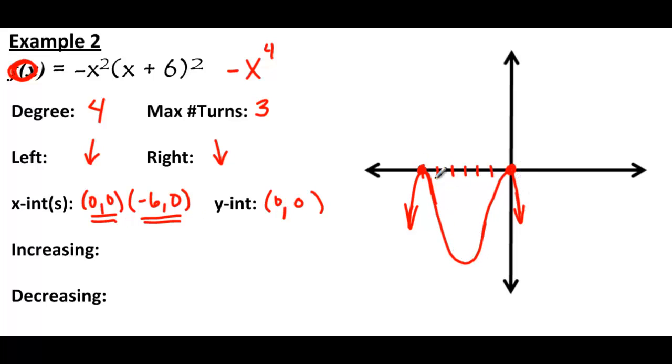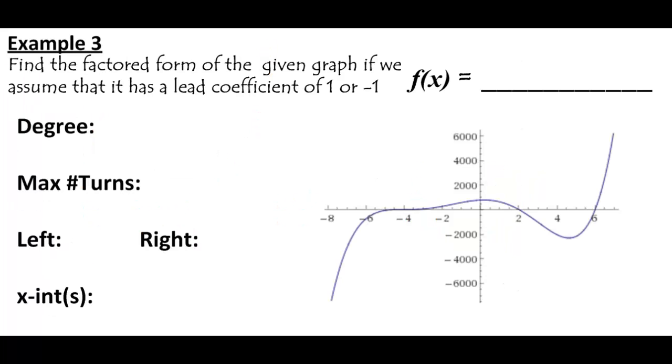And I know I have double roots at each, because if I take a little snapshot at each of these zeros, it kind of looks like a little parabola. Okay? And let's look through our last example. So now I'm actually kind of going in reverse order. I'm going to give you the graph. And these should have arrows. The computer doesn't do it.